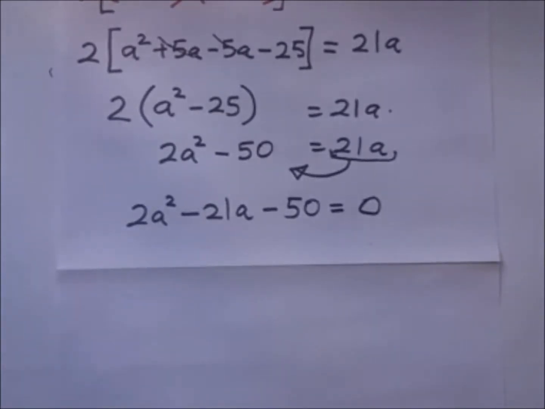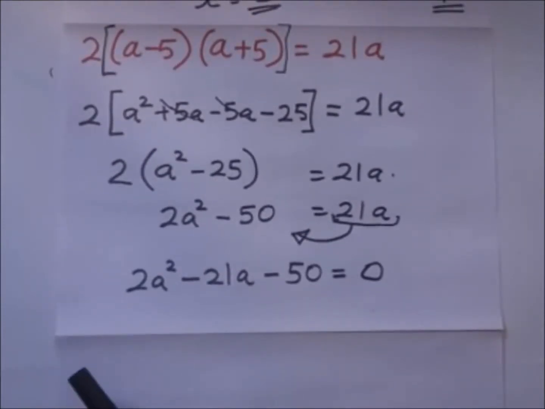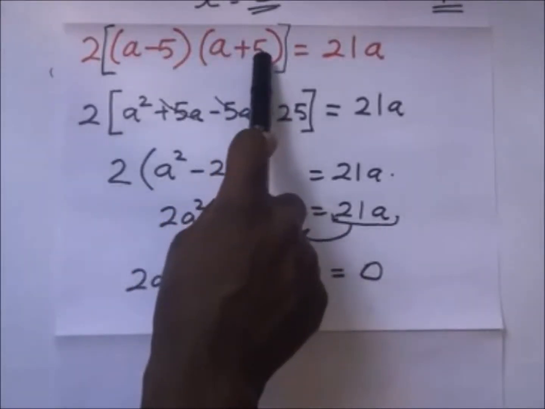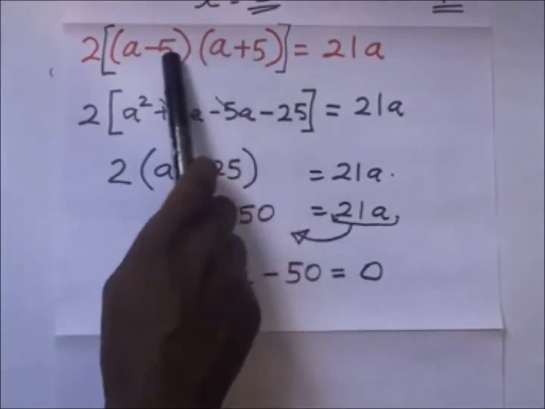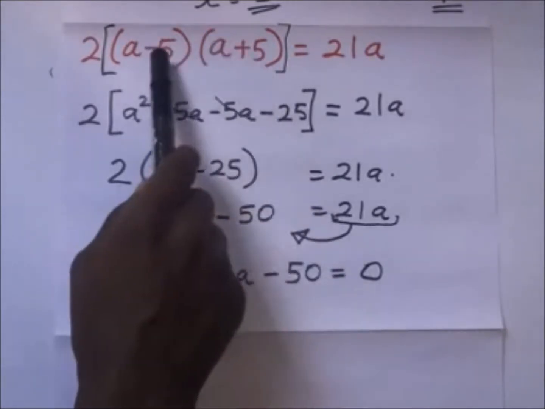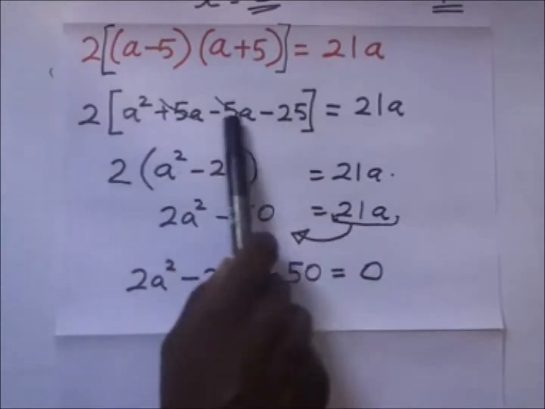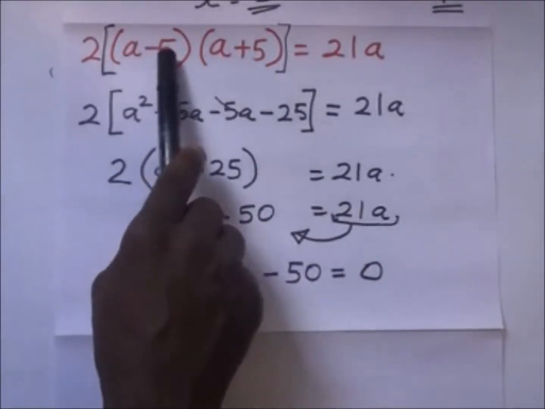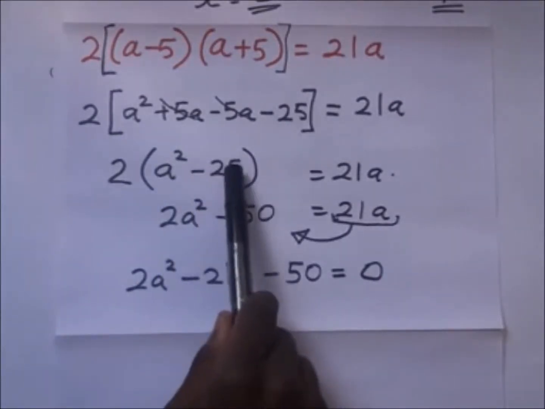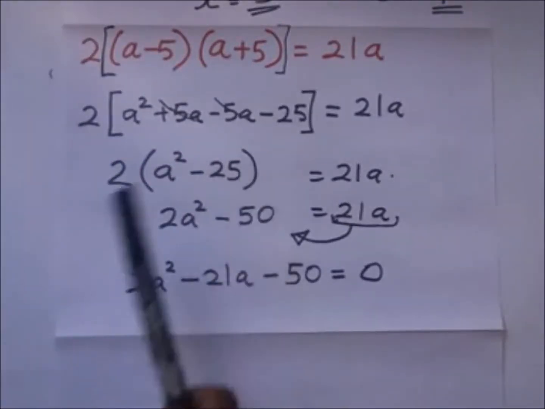Now, if you had a quick mathematical eye, you would realize that this is an identity. A minus 5 into a plus 5 is an identity for difference of 2 squares. And with difference of 2 squares, after realizing this, you would just get from this step and come straight to this step without having to first expand the brackets, because a minus 5 into a plus 5 is the same as a squared minus 5 squared. This 5 squared is 25. So a squared minus 25.